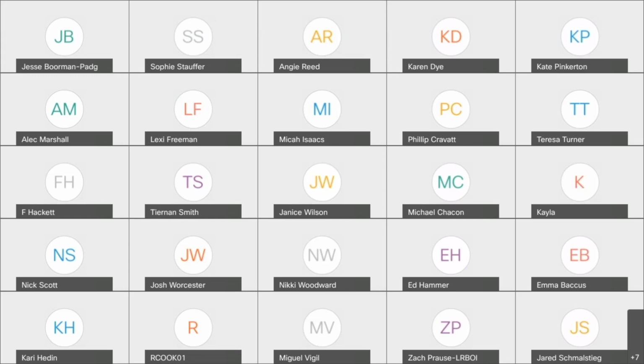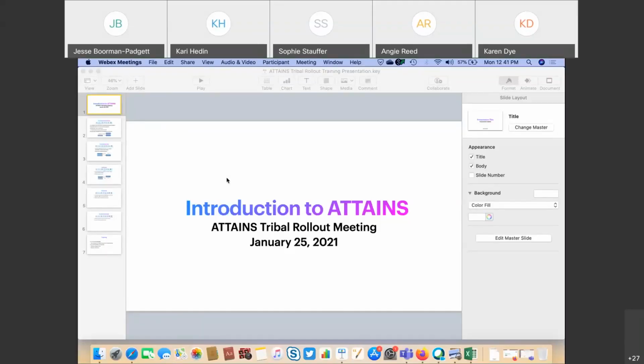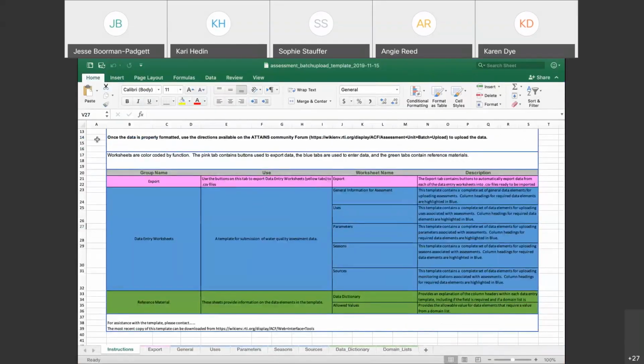Okay, we're going to move on to exercise 4. If anyone still needs help, feel free to work with me offline after this call, and I'll help you. For exercise 4, let me share my screen again. We are working on the assessment batch upload file that you should have gotten.